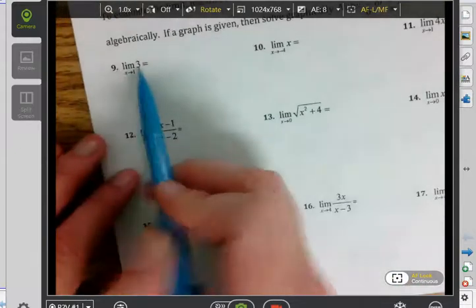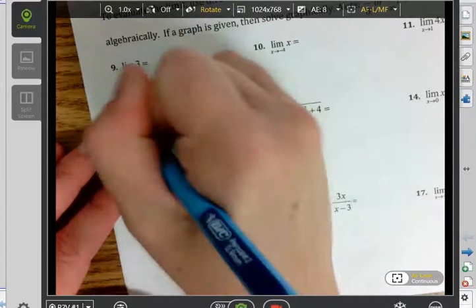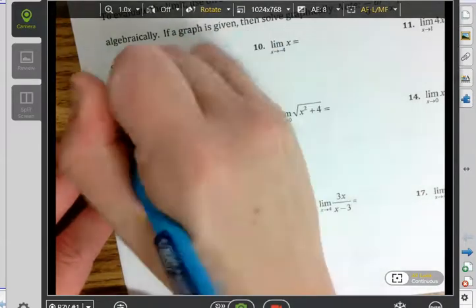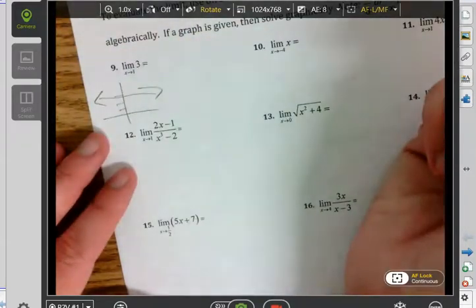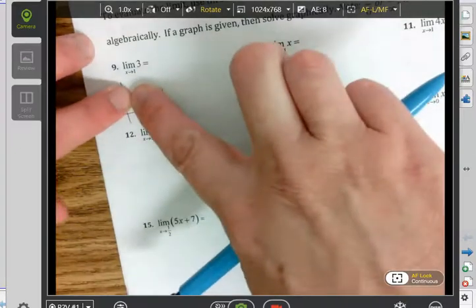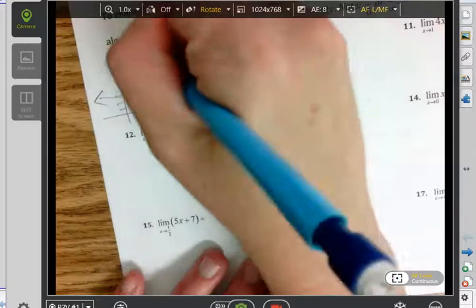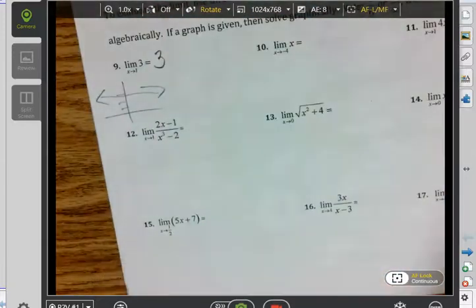The limit of the function 3, so that's y equals 3. Think about y equals 3. 1, 2, 3. Y is always going to equal 3. So as x approaches 1, what's your y value going to be? 3. Yeah, it's always 3. Okay? So that's what that constant rule is telling you right there.